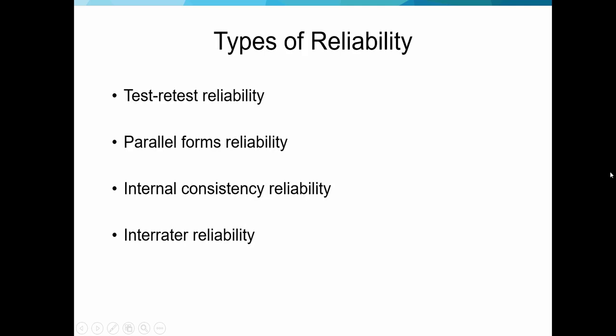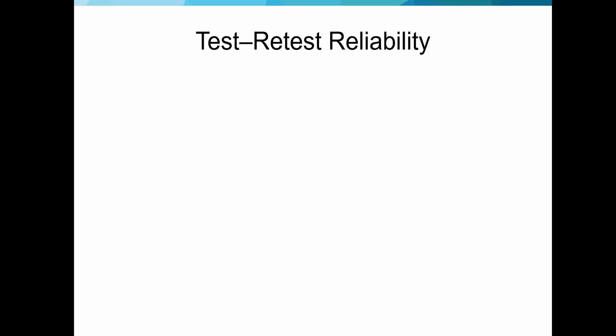There's 4 types of reliability that we'll talk about today. The first is called test-retest reliability. The second is parallel forms. Third is internal consistency. And the last is inter-rater. I'm going to cover these kind of fast. So if you have questions, make sure to either email me or post in the discussion boards.